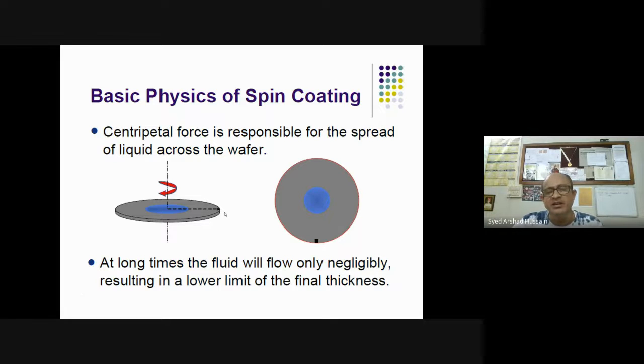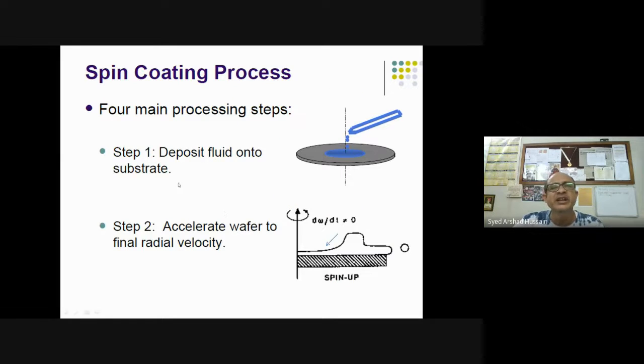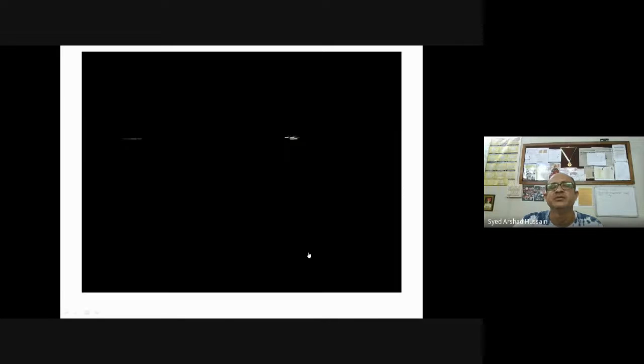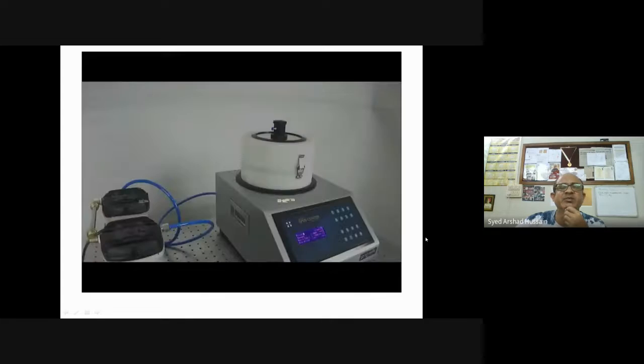So here again are the steps: you deposit, then accelerate your wafer, then your material will spread, you see here, then the solvent evaporates, and you will have your desired thin films. So there is a video explaining the process.